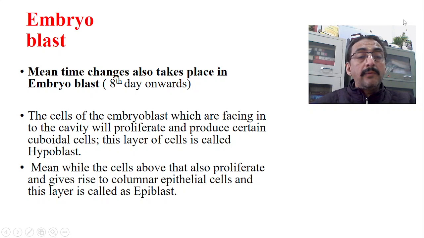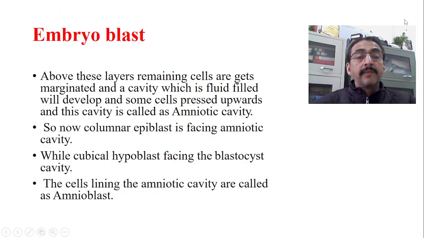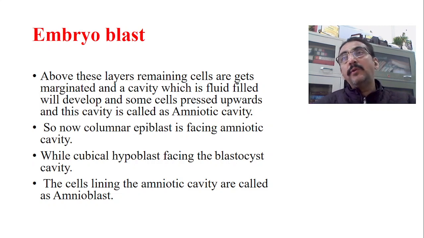Now above these layers, some of the cells are remaining. In the embryoblast, two layers are formed now. One is epiblast, another one is hypoblast. Above these two layers, the remaining cells get marginated, and a cavity which is filled with fluid is formed, and some cells are pressed upwards. That cavity is called the amniotic cavity.